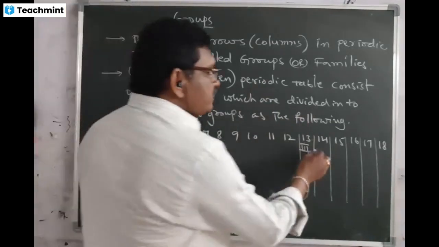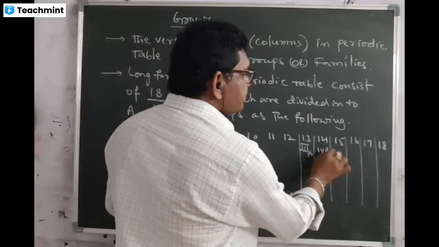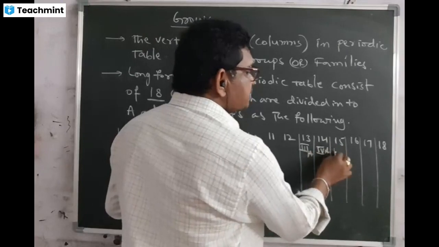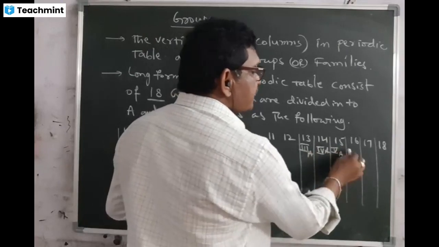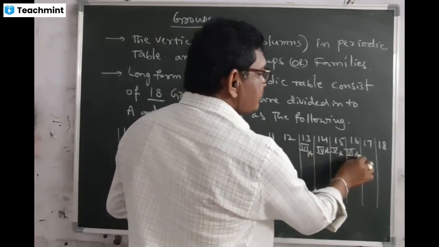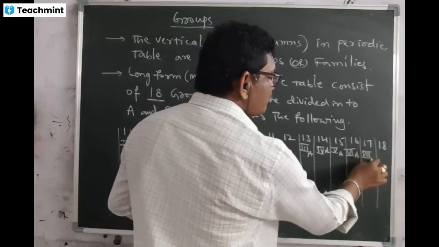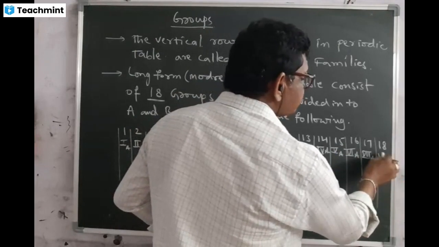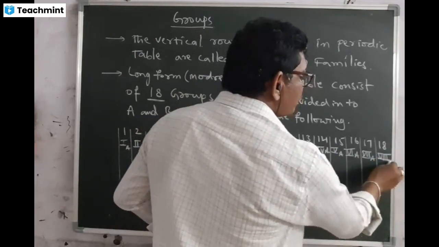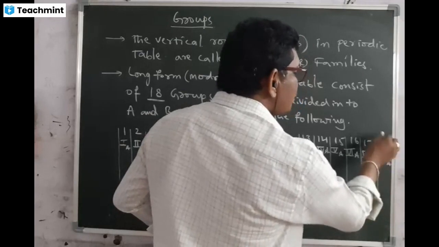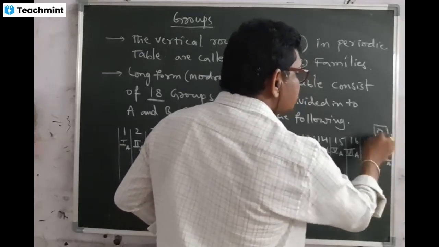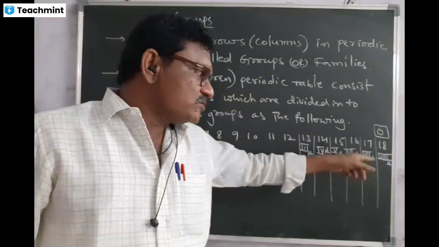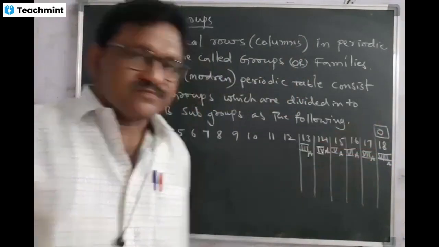Okay. Then the 14th group is also called fourth A group, Roman numeral fourth A. This is called fifth A. This is called sixth A group. This is called seventh A group. This last one is called eighth A group. This is also called what? Zero group. The 18th group is also called eighth A group. It is also called zero group.